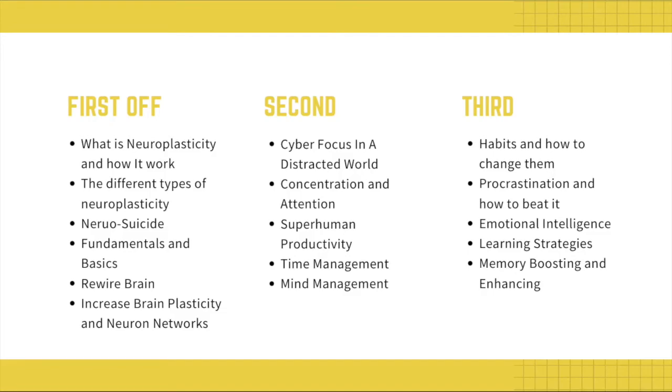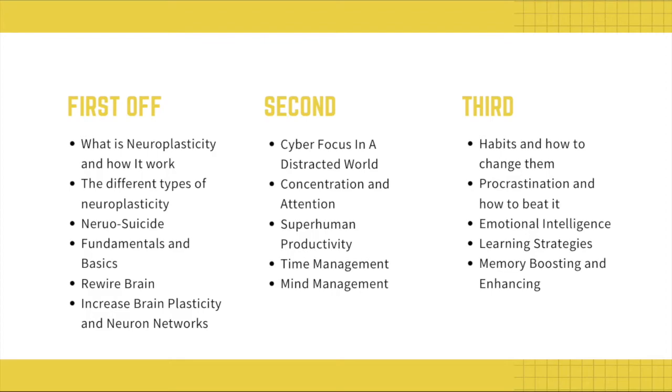First off, in this course, we're going to be talking about what neuroplasticity is and how it works in more depth than what we talked about before. We're going to see that there are different types of neuroplasticity. We're going to talk about neurosuicide: actions, experiences, and behaviors that we do on a daily basis or that we do often, which work as a kind of reverse neuroplasticity. They would actually damage your brain rather than help it.